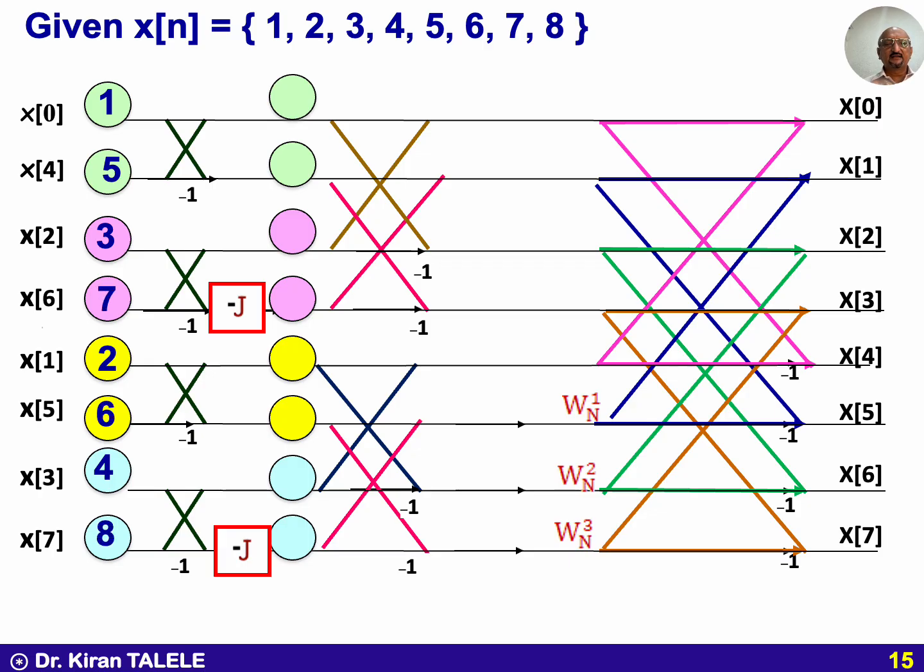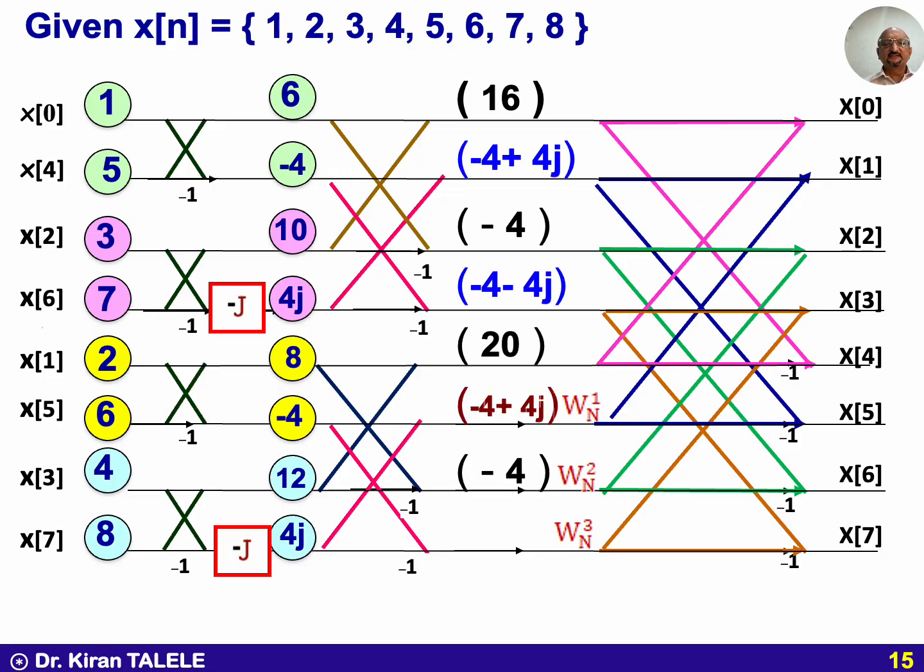For every butterfly, addition of the input at the upper branch, subtraction at the lower branch. 1 plus 5, 6. 1 minus 5, minus 4. 3 plus 7, 10. 3 minus 7, minus 4, multiplied by minus j. So this is 4j. 2 plus 6, 8. 2 minus 6, minus 4. 4 plus 8, 12. 4 minus 8, minus 4 multiplied by minus j, that will become 4j. Summation at the upper branch, 6 plus 10 for the butterfly, 16. Lower branch, minus 4. Each time, sum at the upper branch and difference at the lower branch, we will get this answer.